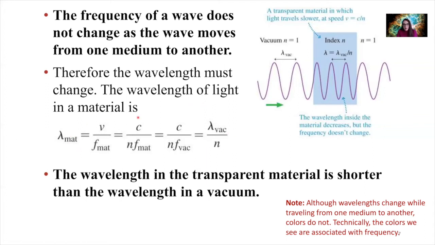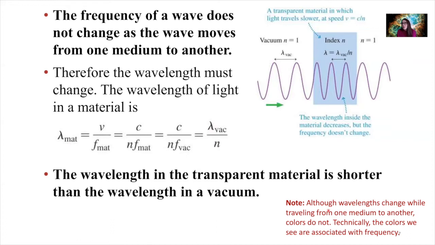So because of that, if we look at this equation here, the wavelength of light in the transparent material is always going to be shorter than the wavelength of light in a vacuum. Why? Well, the index of refraction is always going to be greater than 1 for any material. So if you take that wavelength of light and divide it by a number bigger than 1, you're always going to end up with a smaller number. So your wavelength of light inside the material will always be shorter than it is outside the material.